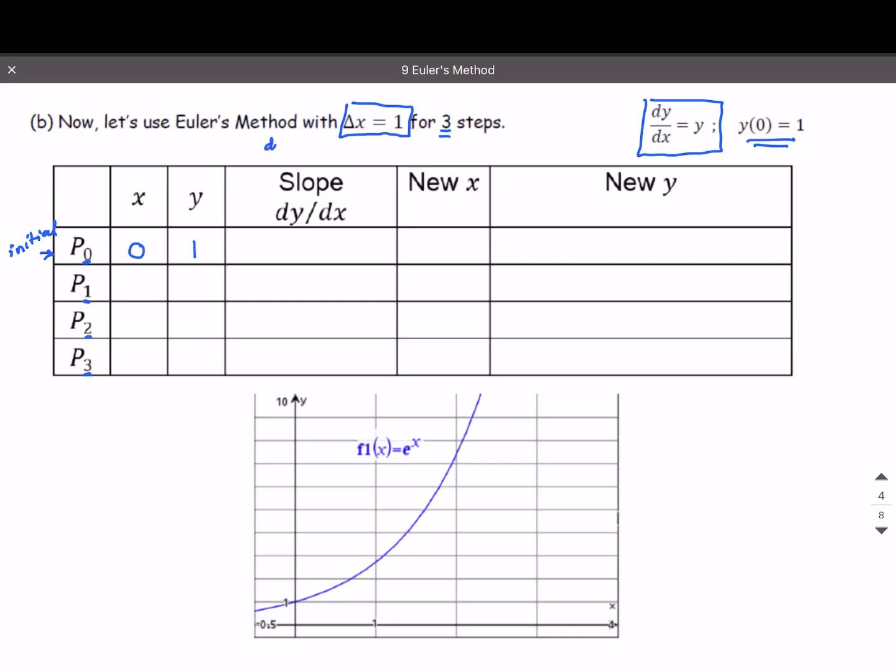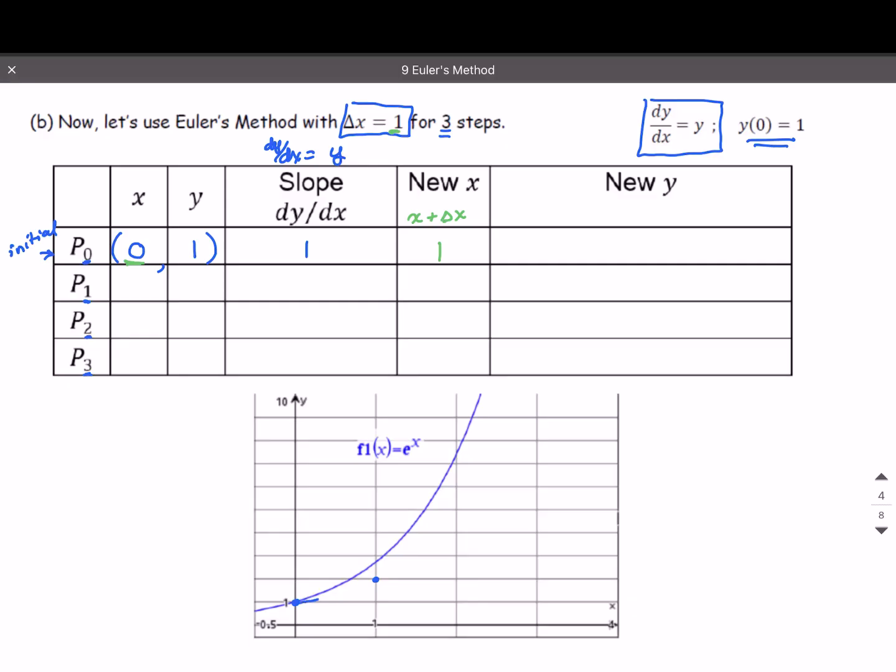Now our slope is dy dx equals y. So when we have the point 0, 1, our y value is 1. So that's our slope. Okay, so remember, this is our slope. Now our new x value, we're going to take the 0 and we're going to add delta x. So we're going to take the x value that we have and we're going to add delta x. So 0 plus 1 is 1. Now to find the new y value, let's actually plot this. If we start at the point 0, 1 and we use the slope of 1, it means go up 1 and over 1.